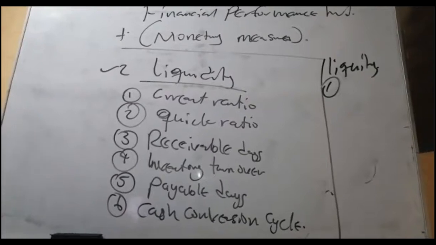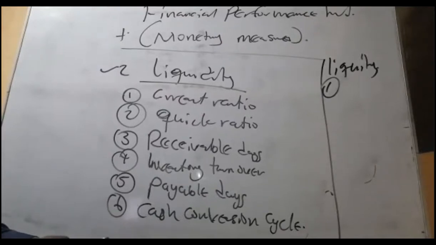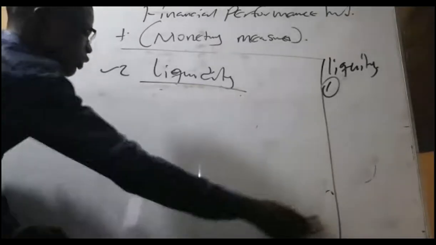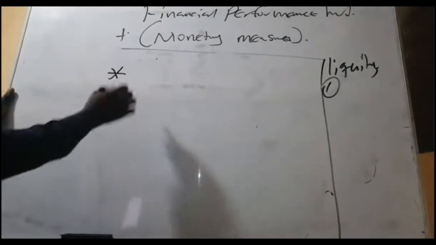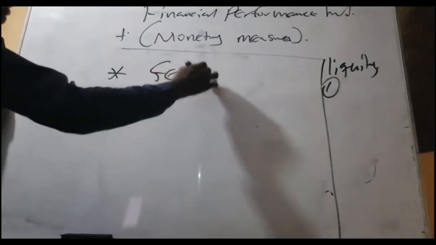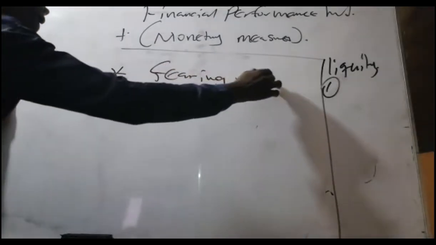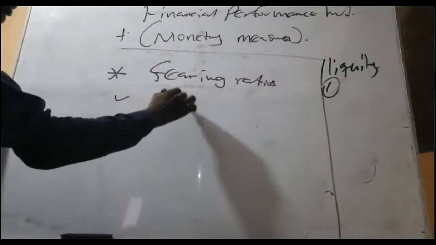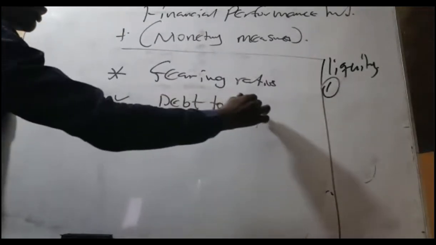Great. Then we go to risks. For the basic risks, I'm going to talk about the gearing, so not all the gearing ratios. First, debt to equity ratio.